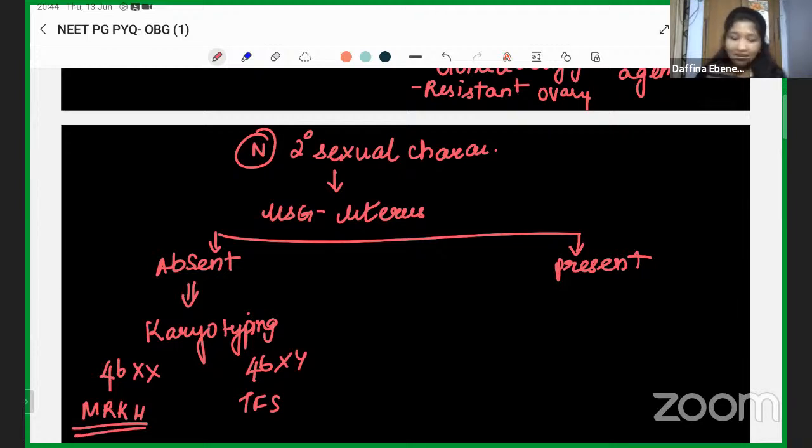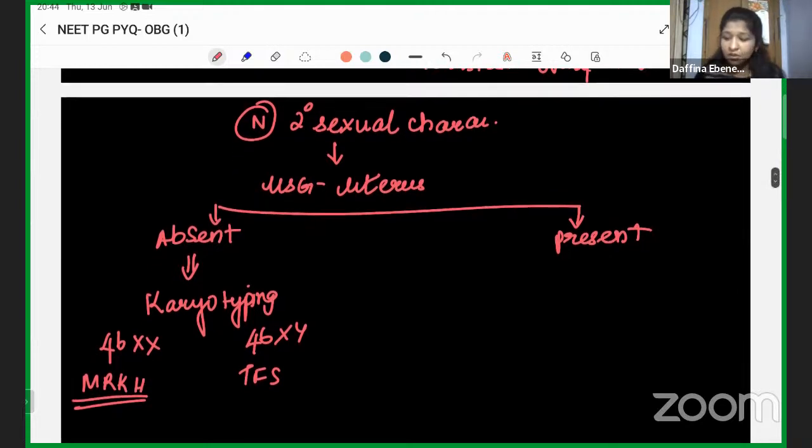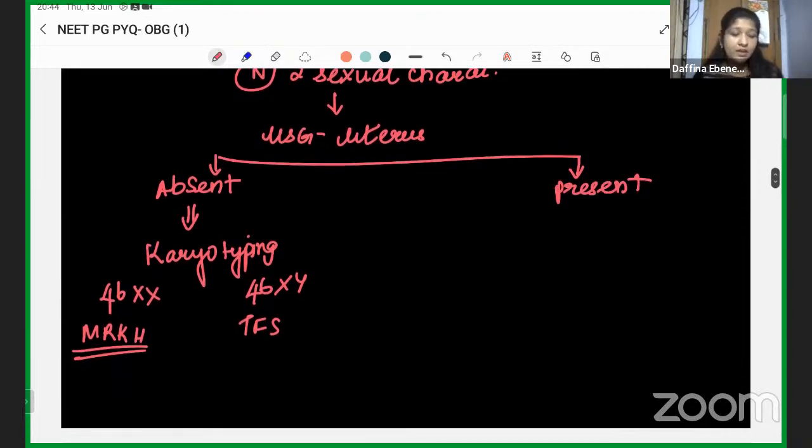On the other hand, if the uterus was present, there's a normal uterus. No, there are two. If the uterus is present, you can have two possibilities. One is if it is a normal uterus. The other, if there is an enlarged uterus.